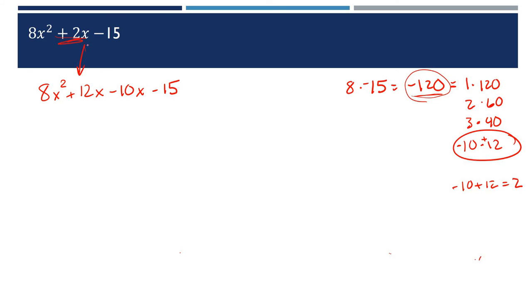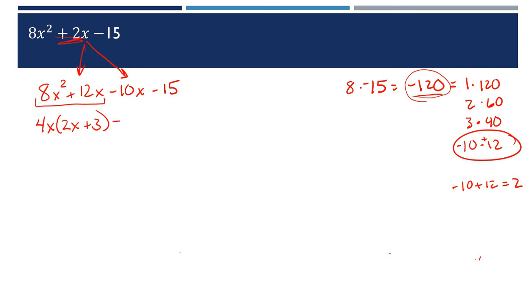All I've done is take that positive 2 and change it to a plus 12 minus 10. These two terms still equal 2x. Now I'm going to do my grouping. Pull out a 4x. If I factor a 4x out of 8x squared, I've got a 2x behind. If I pull a 4x out of 12x, I have a 3.